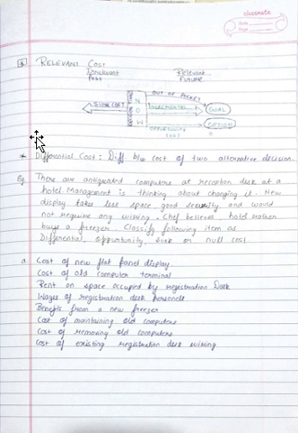What is differential cost? Differential cost is the cost between two alternative decisions. So if we are making two decisions, what is the cost difference between them? That's called differential cost. This is another example. Just go through it, and the answers are given at the back.